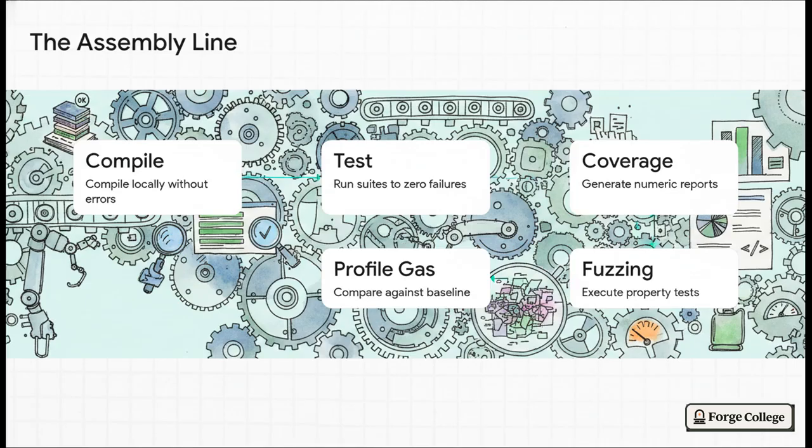Step 1. You compile locally without a single error using your project-specific compiler. Step 2. Run those core and integration test suites until you are looking at exactly 0 failures. Step 3. Generate your HTML and JSON coverage reports. Step 4. This is where we execute fuzzing invariants and property tests to hunt down any of those weird edge cases. And finally, Step 5. Profile your gas consumption on critical flows, things like deployments and token transfers. And hey, a quick pro tip: you really want to automate as much of this as humanly possible in your CI pipeline. Humans shouldn't be the ones manually verifying a build. We make mistakes. Machines don't.